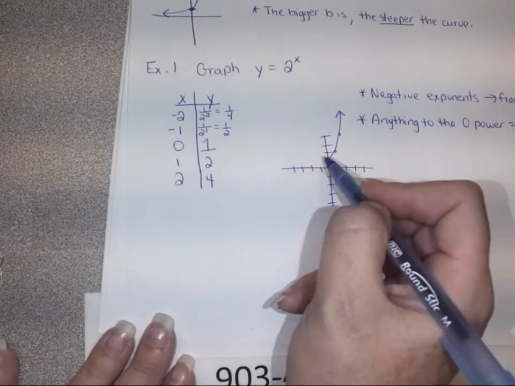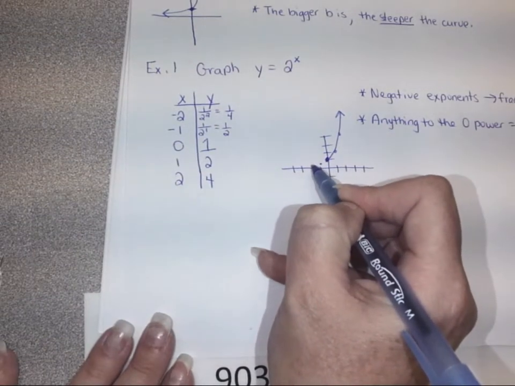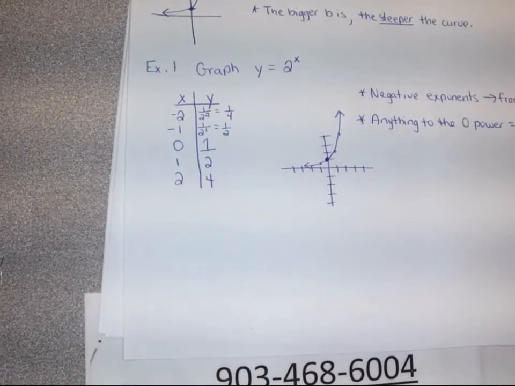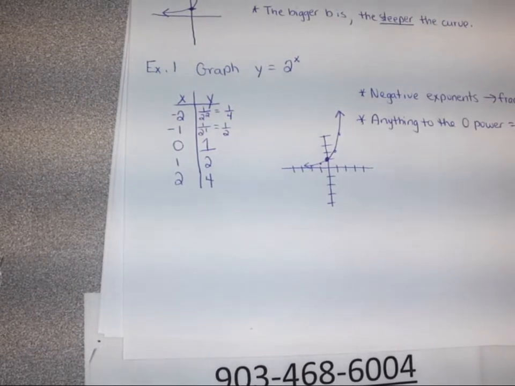But then this other side, negative 1, up 1/2, and then negative 2, 1/4. So notice these fractions are all getting closer and closer to what? 0, right? They're never quite going to reach 0. They're always going to be 1 over something. But if you continue to make the denominator bigger, they get closer to 0.